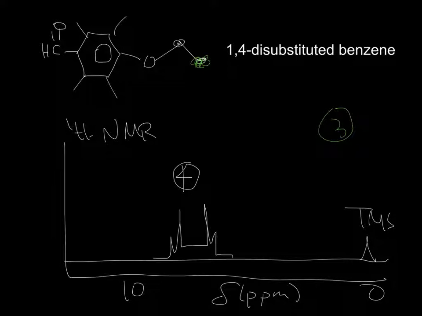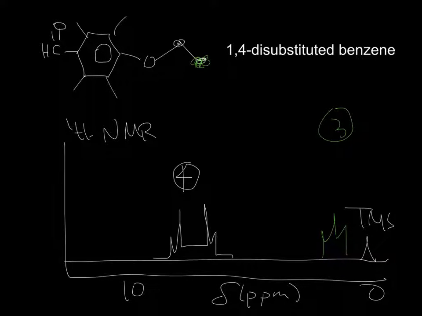Now, what will it split into? Is it going to be a singlet, a doublet, a triplet, or a quartet? Triplet. Okay, because how many hydrogens are on the carbon next door to it? 2. So 2 plus 1 is 3, so it's going to be a triplet. So it's going to look like this. Maybe it won't look that beautiful, but it's going to look roughly like that.